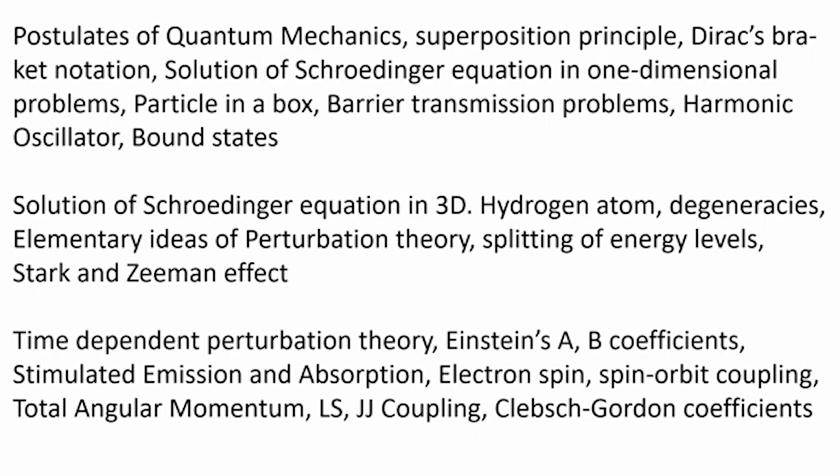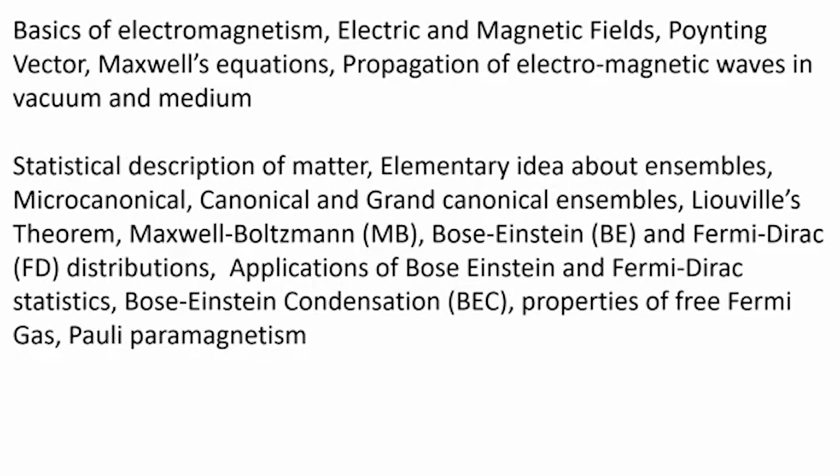We will also talk about the Schrodinger equation in 3 dimensions, and that would include the hydrogen atom, the degeneracies in hydrogen atom, elementary ideas of perturbation theory, the splitting of the energy levels, that is how the degeneracy is lifted in presence of a perturbation, Stark effect and Zeeman effect. We will also talk about time dependent perturbation theory, Einstein's A and B coefficients, stimulated emission and absorption, electron spin, spin orbit coupling, the angular momentum, the total angular momentum, LS coupling, jj coupling, the Clebsch-Gordan coefficients.